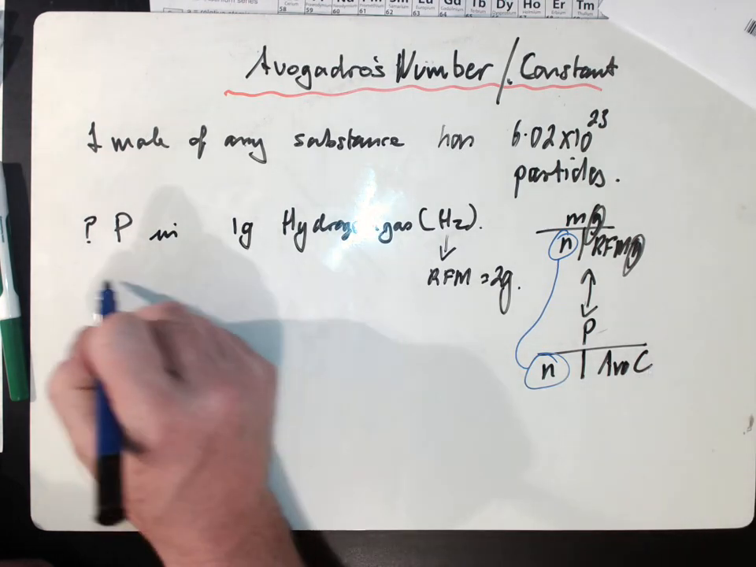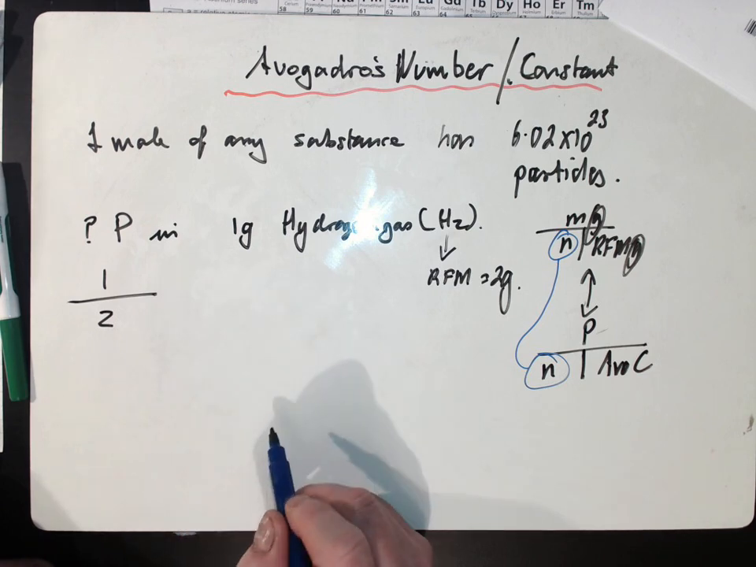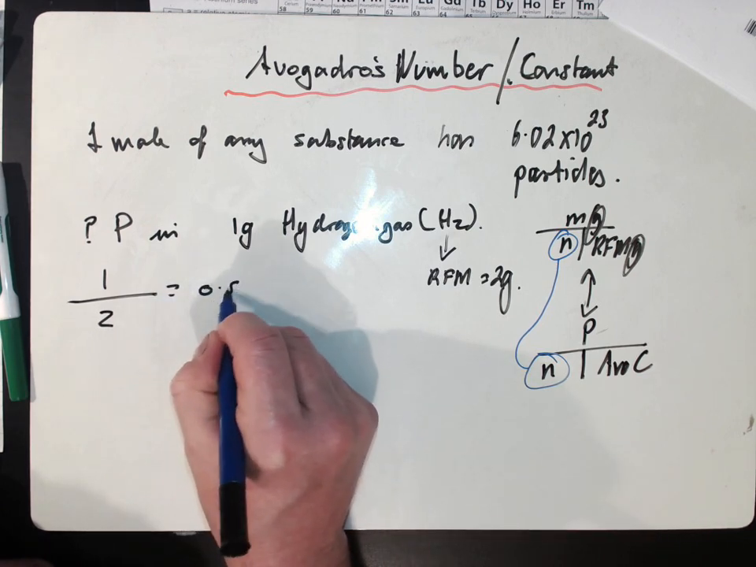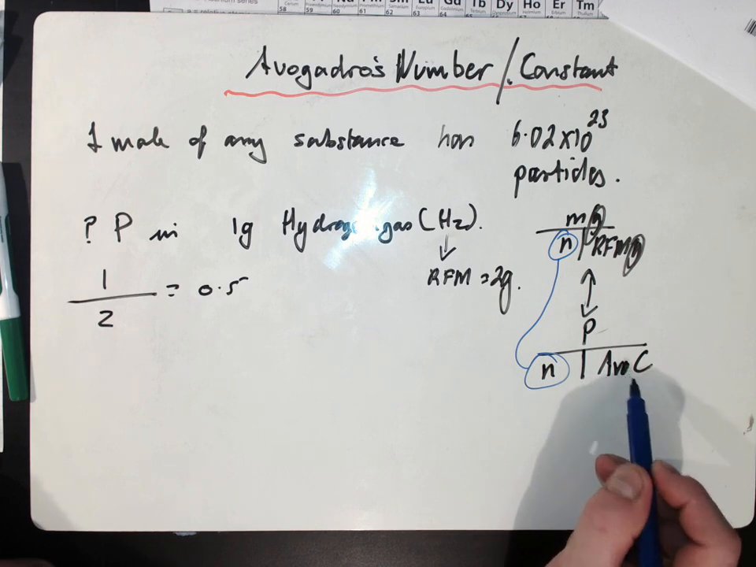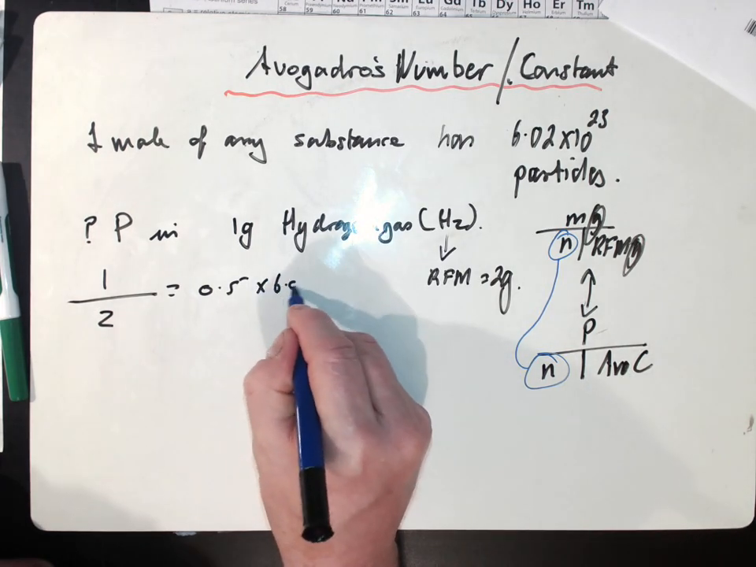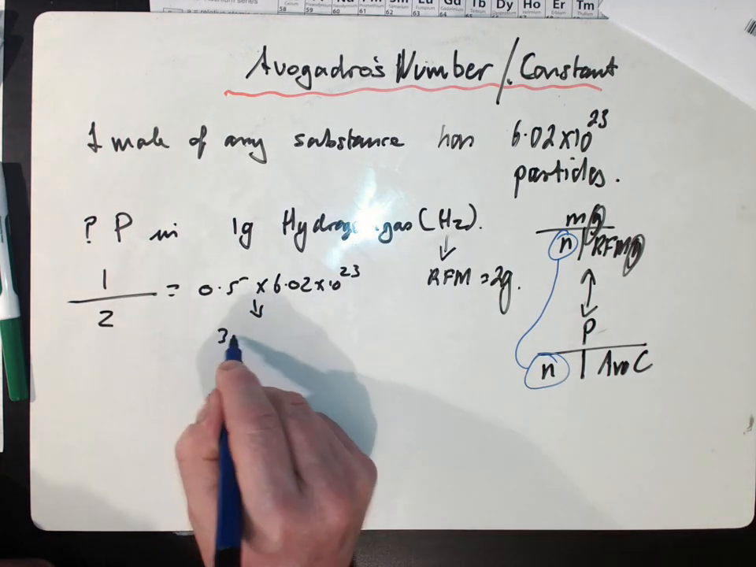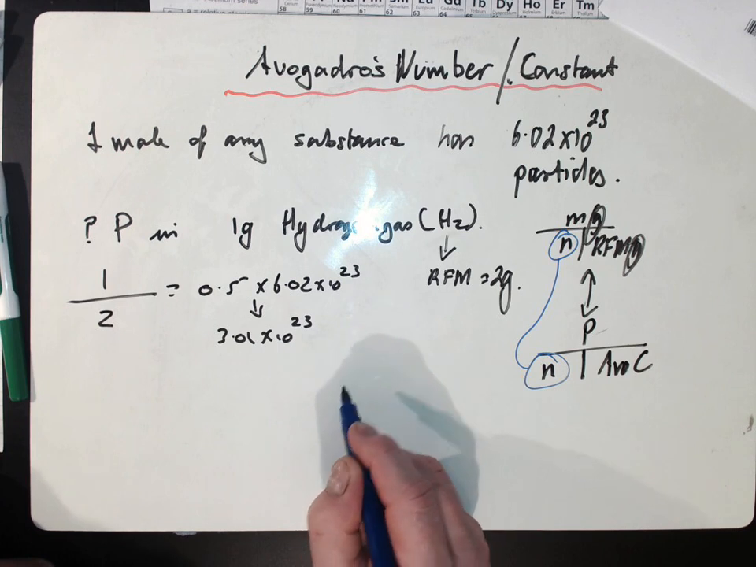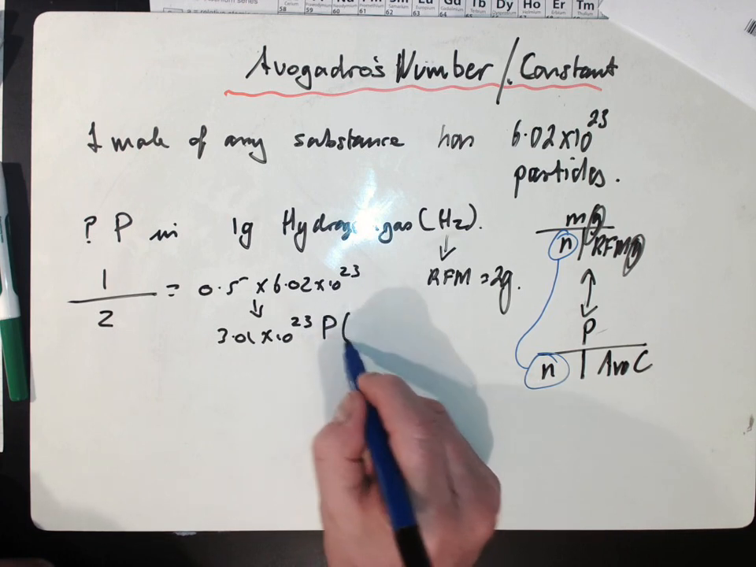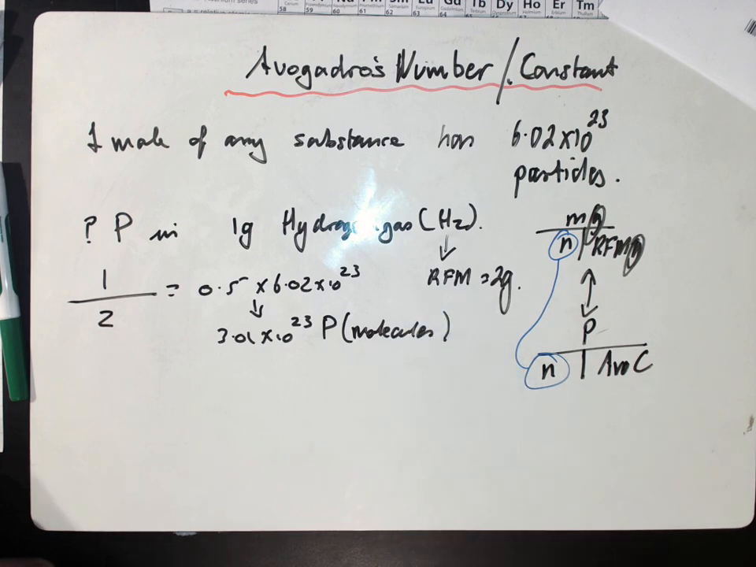So if we do moles of hydrogen, of course, moles equals mass divided by RFM. So obviously it's 0.5. So moles is 0.5. Avogadro's constant is 6.02 times 10 to the 23, of course. So we have 3.01 times 10 to the 23 particles. In this instance, that particle would be molecules.